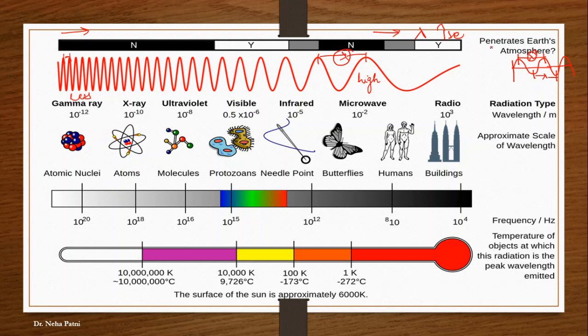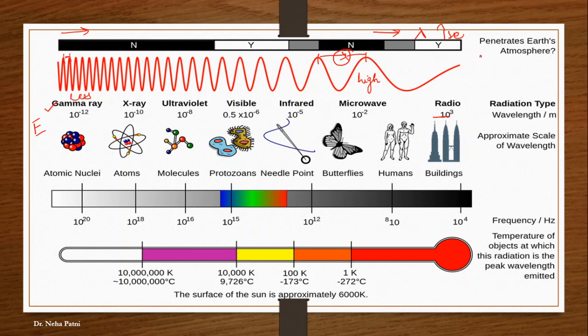Secondly, at the same time, using the equation E is equal to hc by lambda, we can say that when the wavelength increases, the energy of a radiation decreases. So we can say that gamma rays have the highest energy, while radio waves have the lowest energy. When they have the highest energy, they have the lowest wavelength.